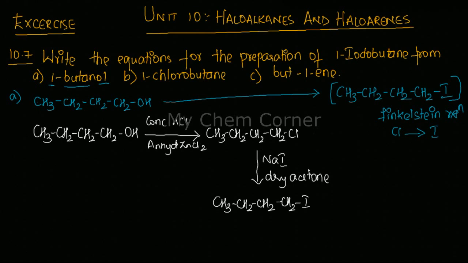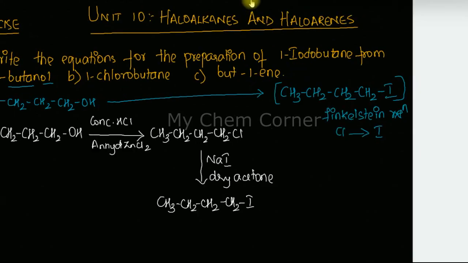So let's see the second one. In the second one, our compound is different. It says you need to prepare 1-iodobutane from 1-chlorobutane. Alright, so let's move into the second one. The second one is 1-chlorobutane to 1-iodobutane. If you see in both of these, the parent hydrocarbon is the same, butane itself.